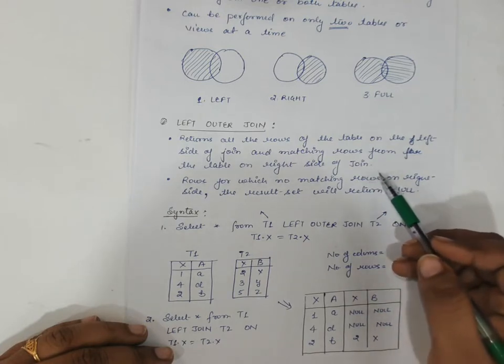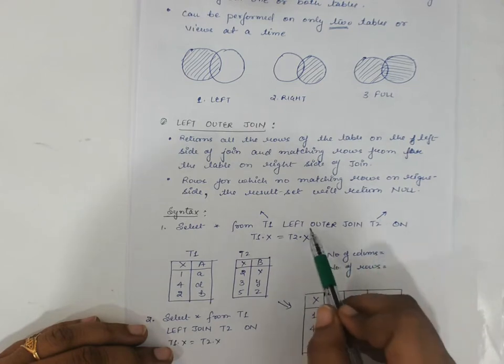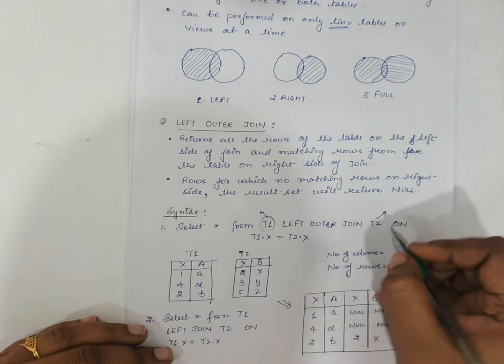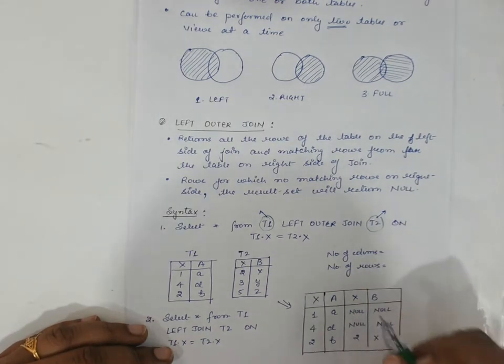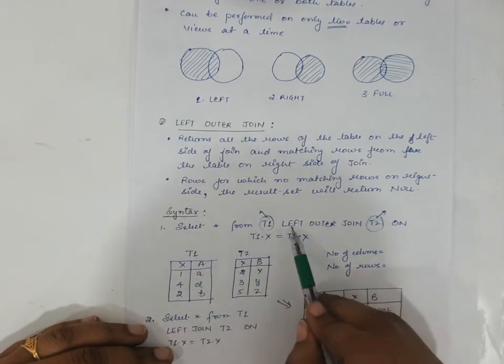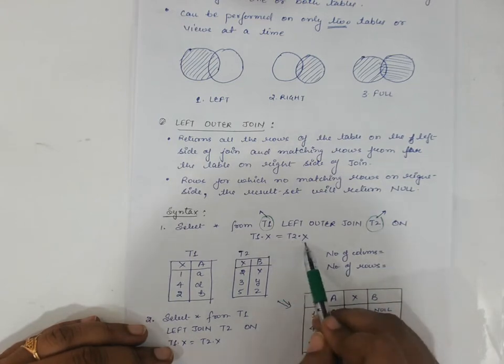What is left and right here? T1 left outer join T2. On the left side, this table is treated as the left hand side table and this will be treated as the right hand side table. So the syntax is select star from T1 left outer join T2 on matching column condition.